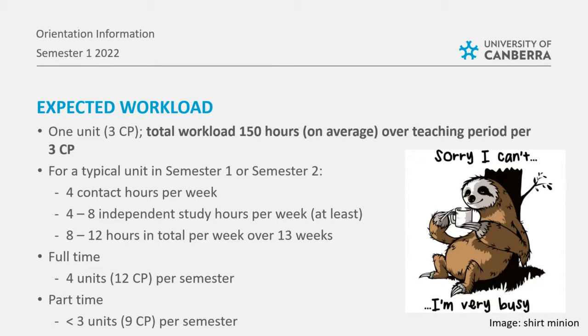That is a combination of the time you'll spend in class, the time you'll spend doing readings and things like that, and the time you'll spend preparing assignments and doing other revision. So 150 hours is roughly equivalent to our 3 credit points.